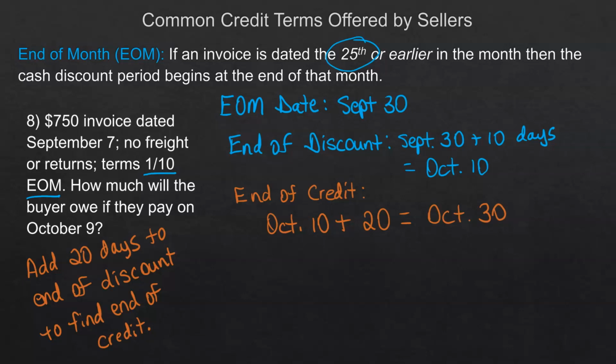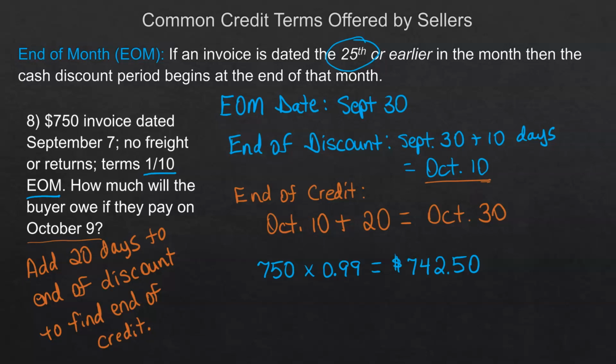Now, this says, how much will the buyer owe if they pay on October 9th? Well, you can see that October 9th is in our discount period. So we get a 1% discount, and we're going to calculate then 750 times 0.99, and that will be 742.50. All right, so that's the first type of EOM.